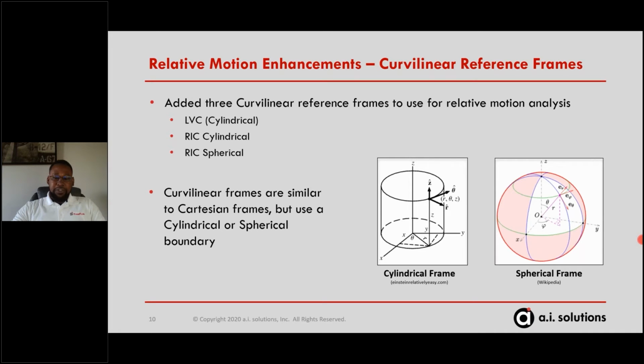Whereas with our spherical, we are using more of 2 angles and a distance to actually specify the relative position. So in this case, we can see that we have an angle theta or an angle phi, depending on how you pronounce it. And then that's being projected some distance onto our spherical boundary. Now, both of these, again, are helping to make the relative motion a little more accurate in its propagation and its analysis. And so that is why we added them into FreeFlyer.